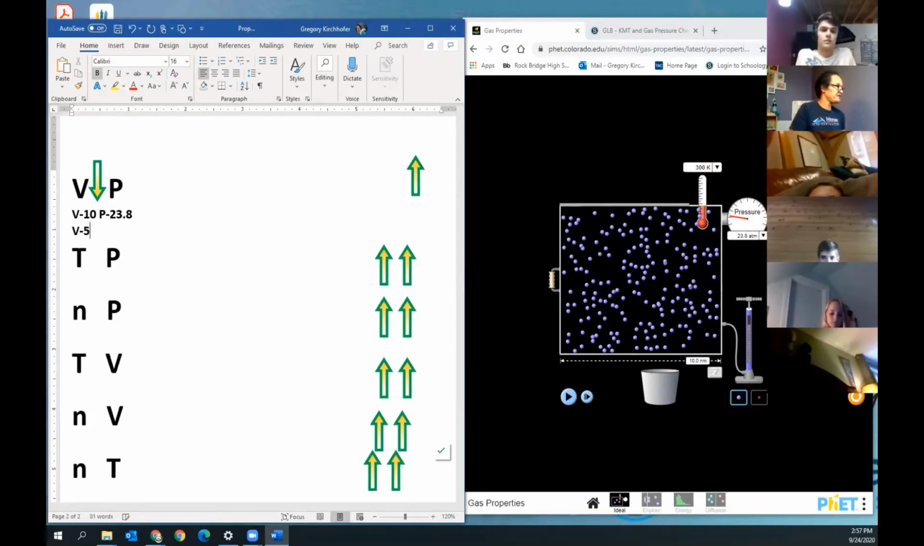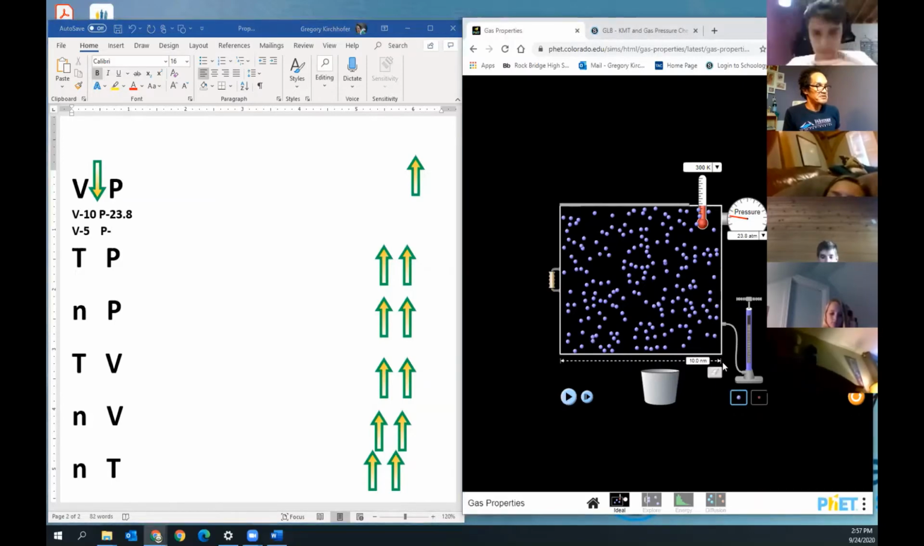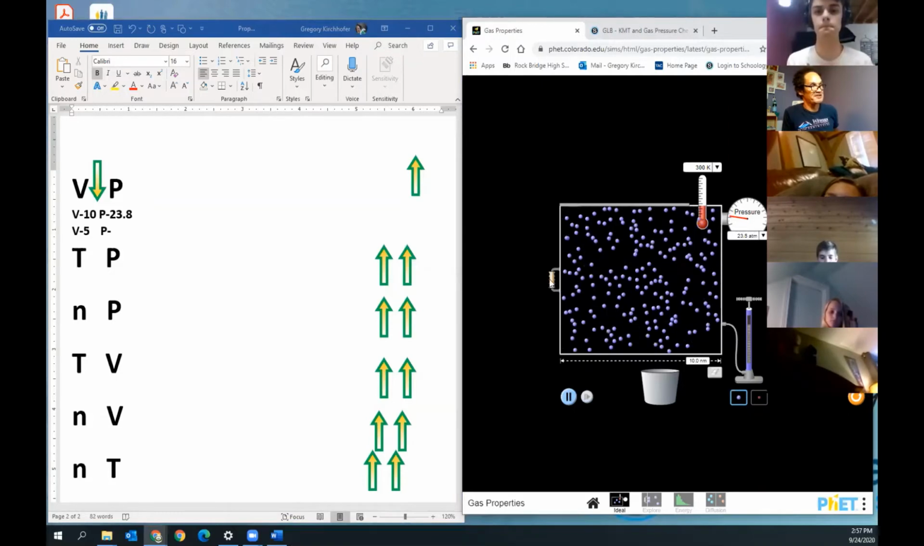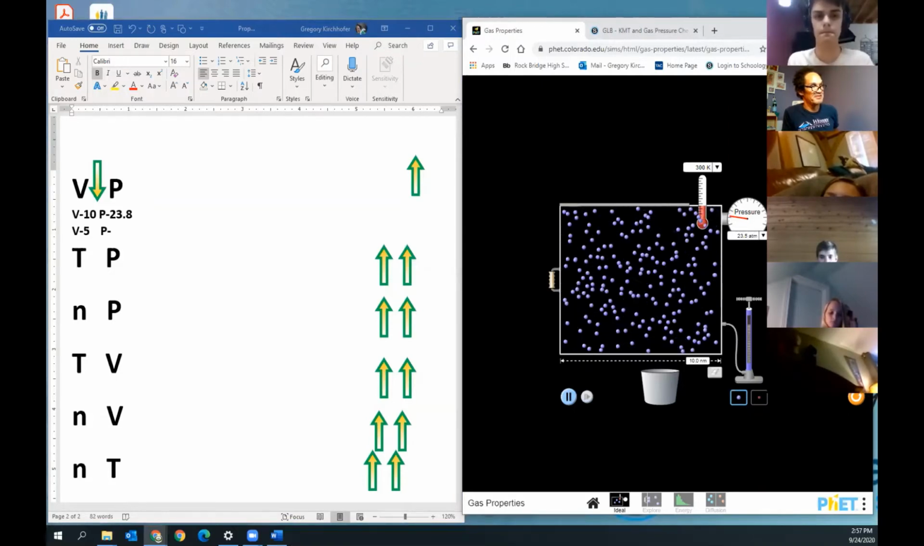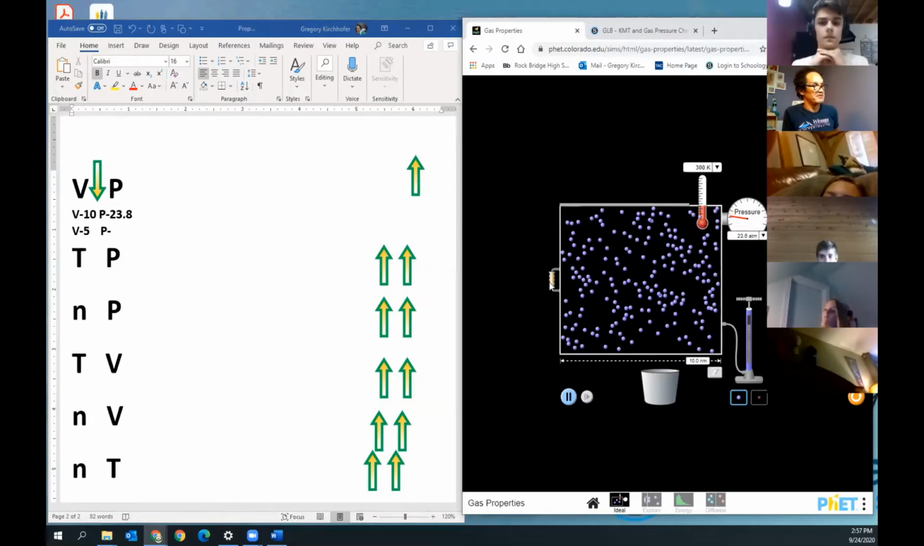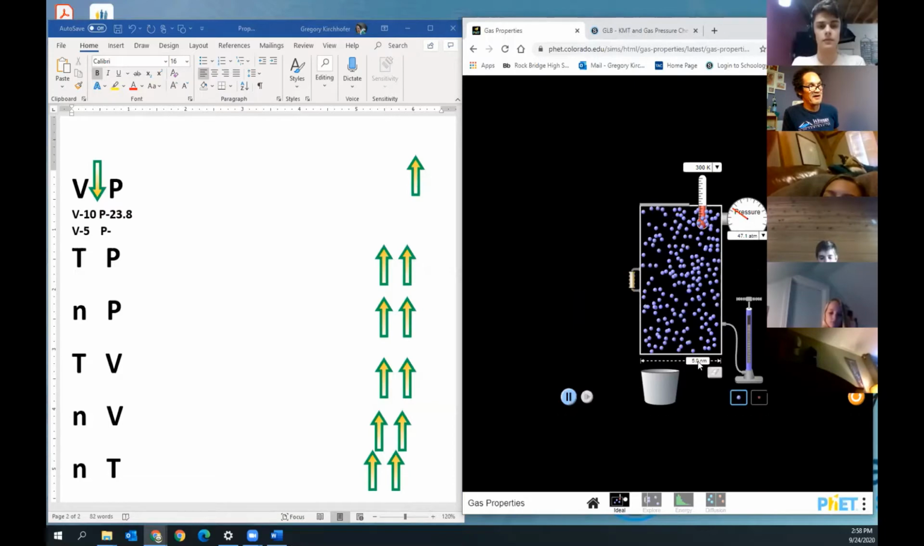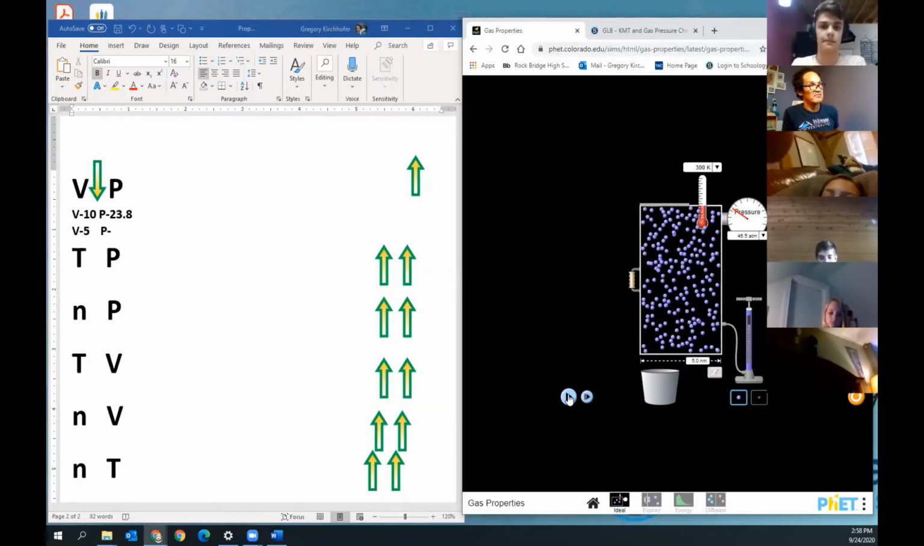Let's be simple. Let's just cut the volume in half. So it's currently at 10. Our pressure was 23.8. I'm going to squeeze the box so it's about half the size. Okay. There we go. 5. So now the box is at 5. And see what happened to our pressure, 48.5.